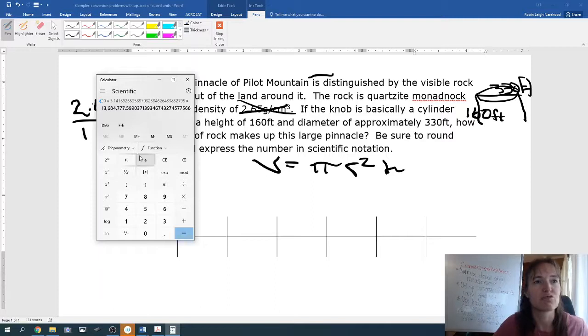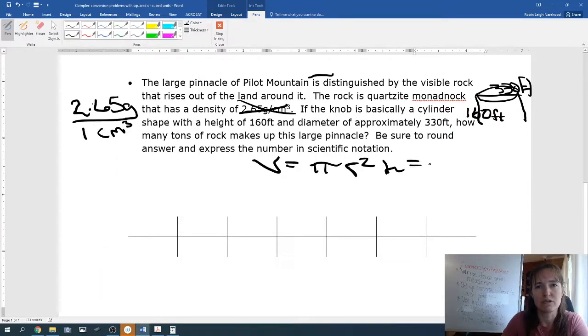Okay, so we get this really large volume, and that makes sense because this would be cubic feet, because feet squared times feet would be feet cubed. Both of these measurements are just 2 significant figures, so I'm just going to take this volume and round it to 2 significant figures.